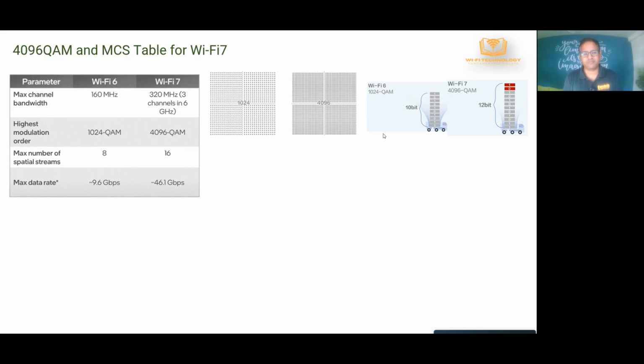So if you look at the three new things that are added, 320 megahertz channel bandwidth, 4K QAM, and 16 by 16 MIMO, if you add all of those combinations, now with Wi-Fi 7, theoretically, you can go all the way up to 46.1 gigabits per second PHY data rates. That's almost 50 gigabits per second physical data rates on a wireless link. And that is just amazing, at least in theory, which is 4 times more than what we have with Wi-Fi 6. Now, this you will only get when you're doing all these combinations, 320 megahertz, 4096 QAM, and 16 by 16.